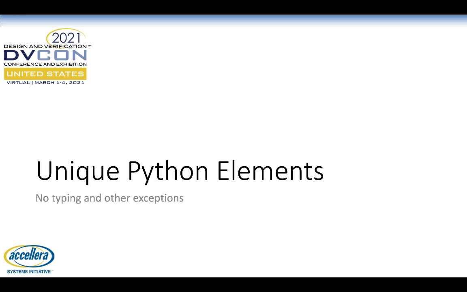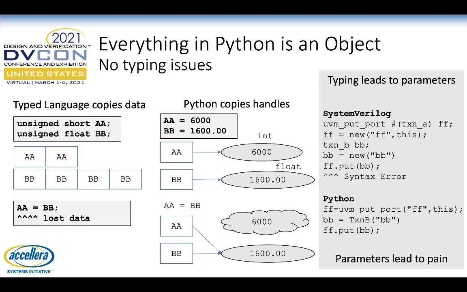So let's take a quick look at why we would want to do this in Python. The biggest reason is there's no typing in Python, and so it becomes much easier to put the UVM together. You don't have a situation, on the right, where you have to use parameters when you create the FIFOs, and then if you put the wrong thing in the FIFO, you are in trouble.